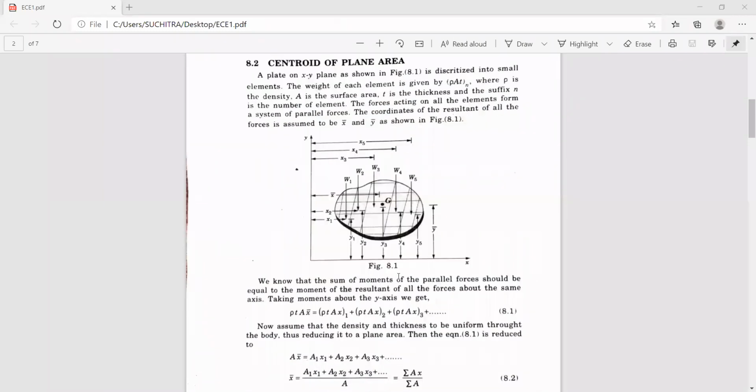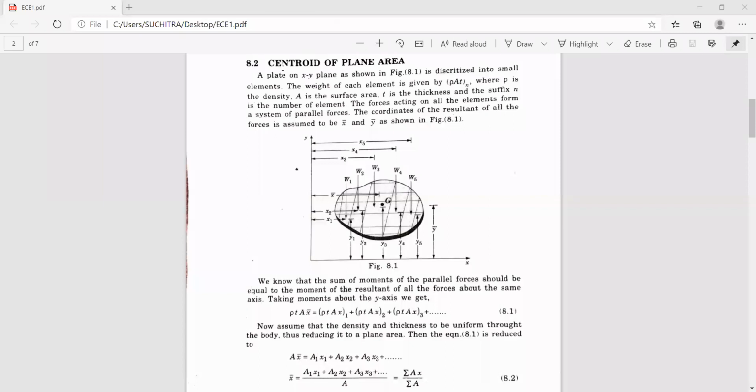Now you can see here, centroid of plane areas. Are you following it? Hello? You people are following the concept? Yes, sir. Okay.